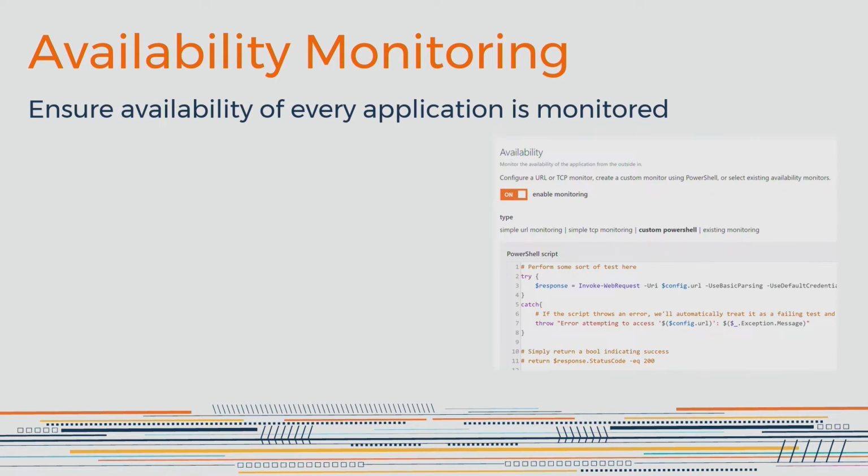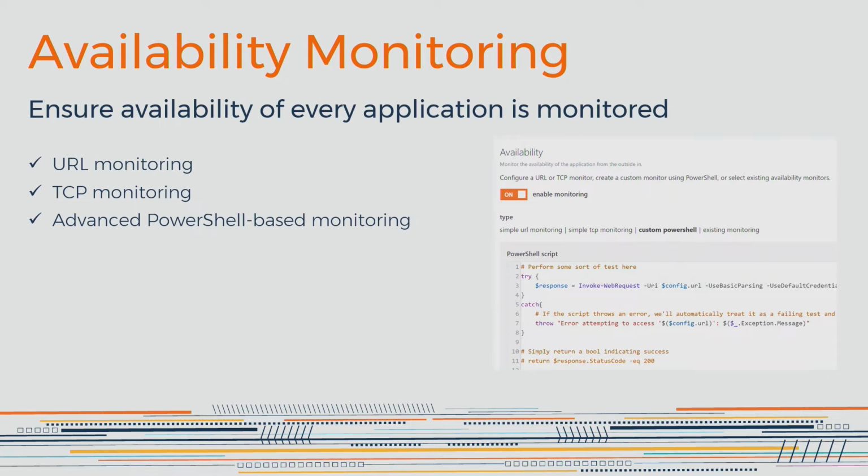So you can see here on the right-hand side, just a preview of the UI. We have simple URL monitoring, so a very, very easy UI just to set up some basic web monitoring of your web applications. If they're not web apps, if you need to monitor some other sort of back-end system, you can use TCP monitoring, again, very simple to set up. Or for a much more complex application, perhaps even an application with a client-side component and a client UI, you can use advanced PowerShell-based monitoring, a really exciting new feature.